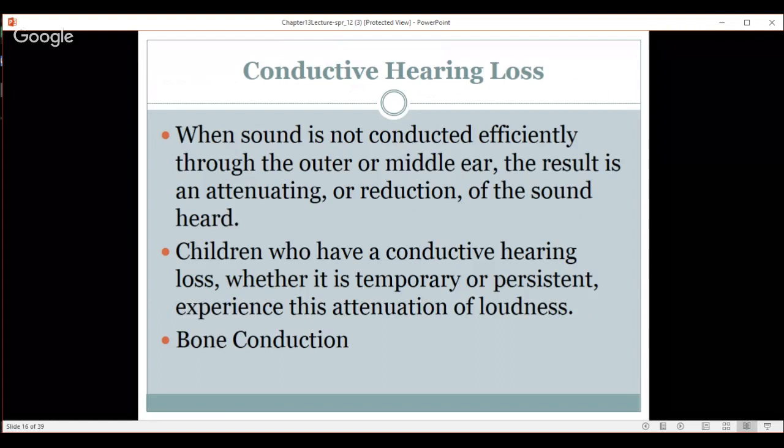Bone conduction is the transmitting of sound vibrations along the bones of the skull. If you think about when you're chewing a piece of gum and it sounds like it's loud, bone conduction is the reason for that, because it actually is the vibration of those bones that you're using to chew.